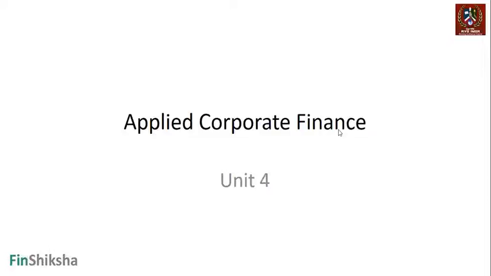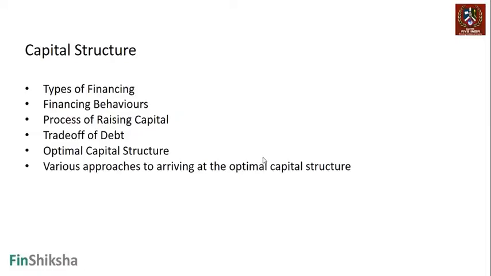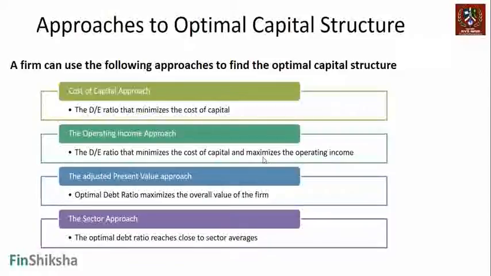Continue with our discussion on what are the various methods of arriving at an optimal capital structure for a firm. And then we will look at what is the basic difference between the first approach that we have seen and the second approach that we're going to look at now. So we've already seen the cost of capital approach, which is that we come up with the debt to equity ratio that minimizes the cost of capital.